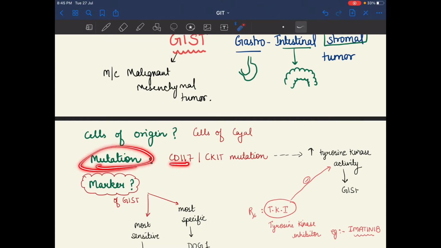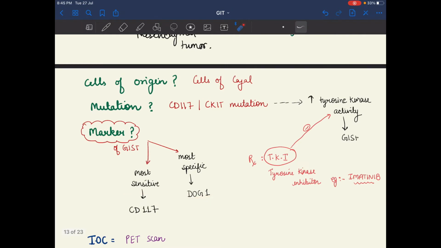The mutations are seen in CD117 and c-KIT. The most sensitive marker is CD117 and the most specific is DOG1. So DOG1, CD117 and c-KIT mutation are seen in GIST, and it is due to increased tyrosine kinase activity. So if there is increased tyrosine kinase activity, it shows GIST.